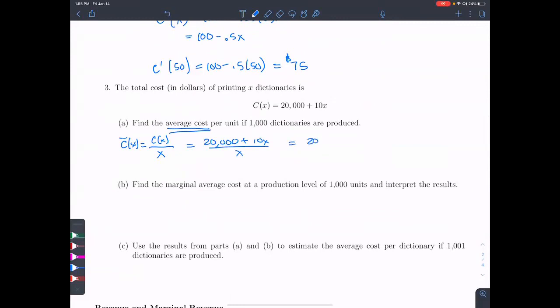So that would be 20,000 X to the negative 1. Actually, don't do that yet. 20,000 over X plus 10. And because I'm going to have to take a derivative in a second, I'm going to go ahead and do this as 20,000 X to the negative 1 plus 10.